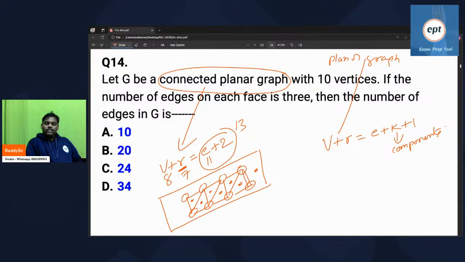V plus R is equal to... number of regions, how many? 1, 2, 3, 4, 5, 6, 7. Am I right? Is it a planar graph? Am I doing anything wrong? Please verify.